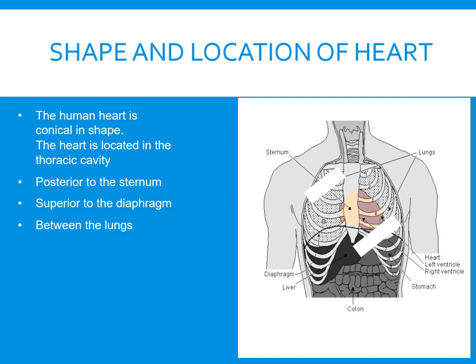An adult human heart is about 12 centimeter in length and 9 centimeter in breadth. It is equal to the size of your fist. The average weight of the heart is about 350 grams in male, and in females it is 300 grams.